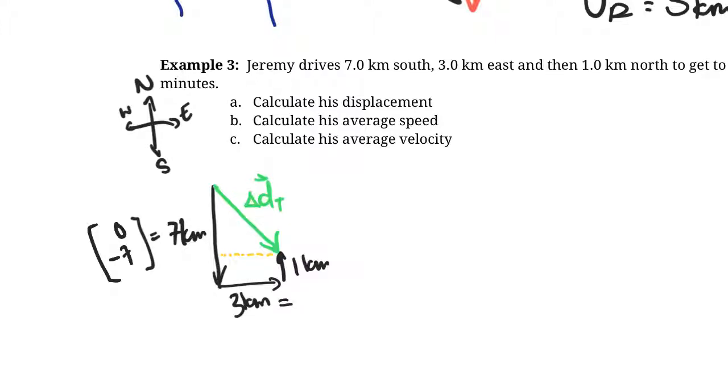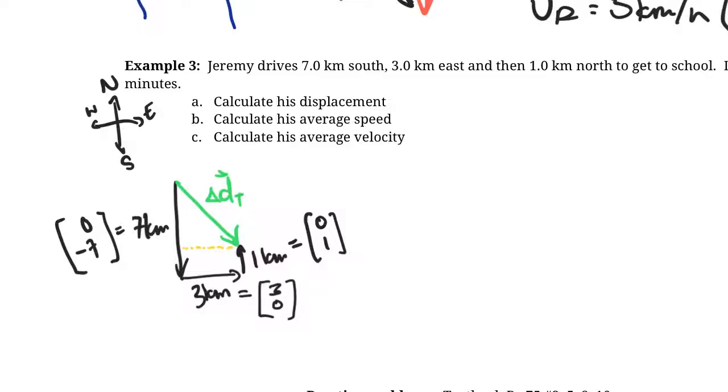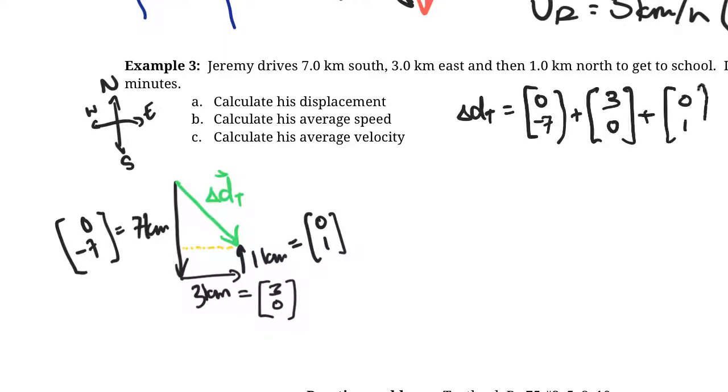For the second vector, we can express that one as having an x component of 3 and a y component of 0. For the third one, the x component is 0, it doesn't go left or right, but it goes straight up, so 0, 1, it goes up by 1. So these are the matrix form, the components, of each of those 3 vectors. And our final answer is just going to be the sum of those 3 vectors. What do I mean by that? All we have to do is add up the x components and add up the y components. So our final vector, delta dt, is going to equal 0, -7, plus 3, 0, plus 0, 1.